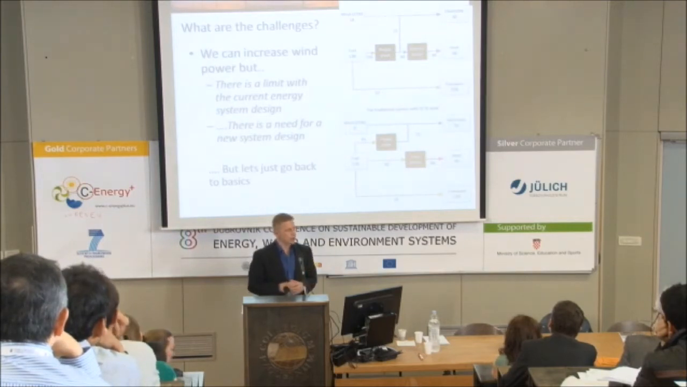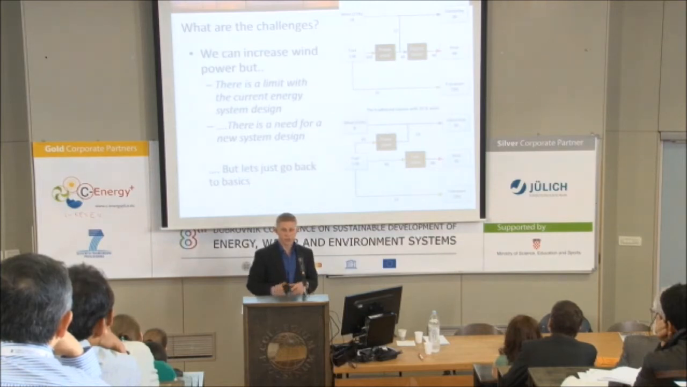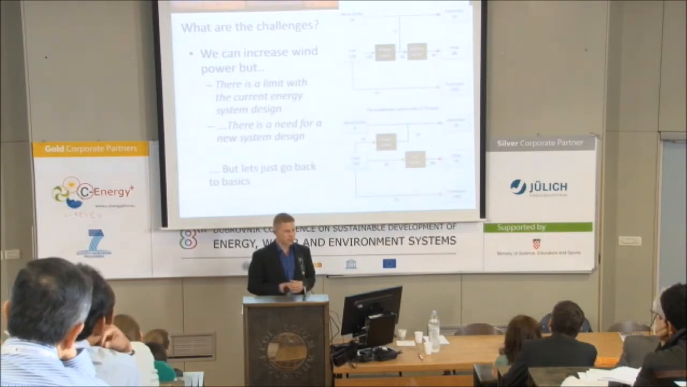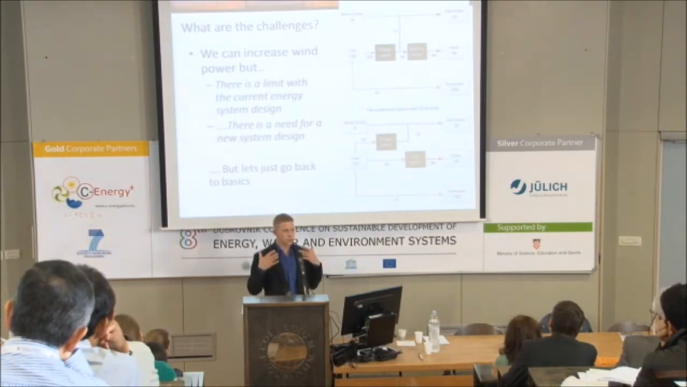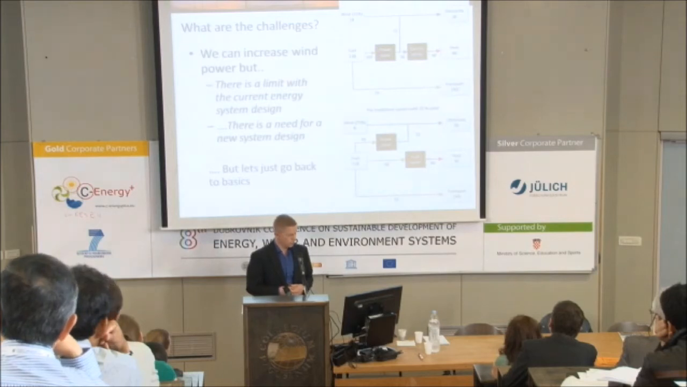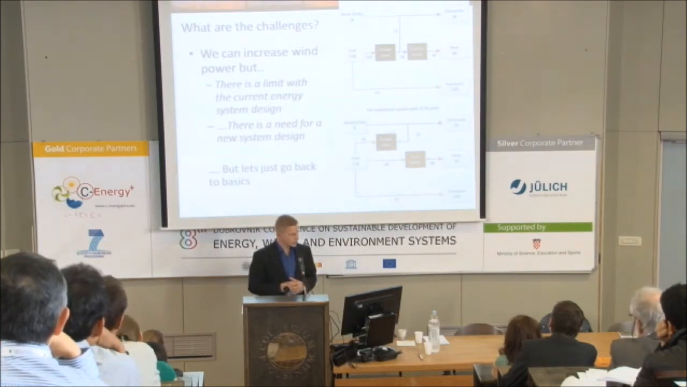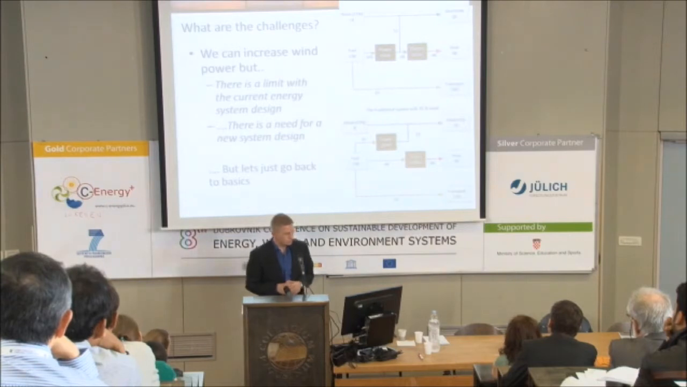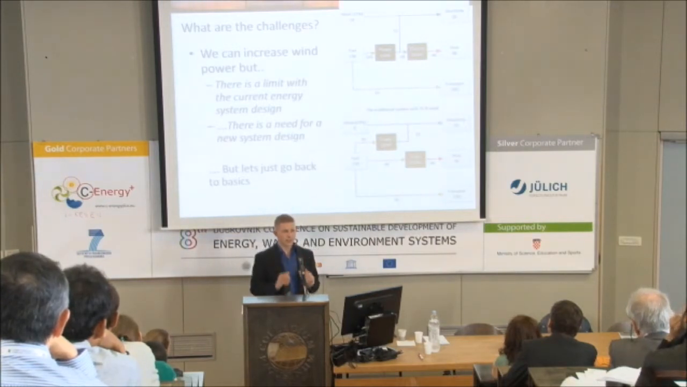But there's a limit to how much wind we can integrate in this way. There's a limit to how much we can do with the current system design, and 20 to 25% is the limit that we can go to. So if we want to replace more of these fuels that we need here, then we need a new system design. Of course, these diagrams are very ideal, and I'll come back to some analysis dealing with a not ideal situation.